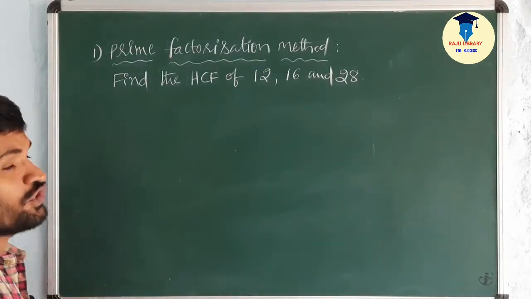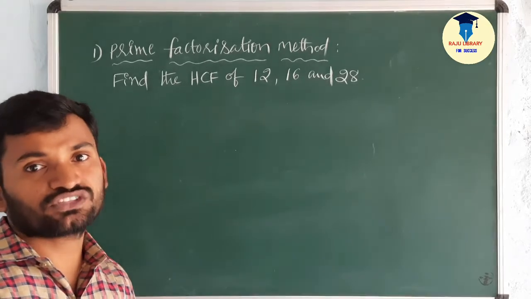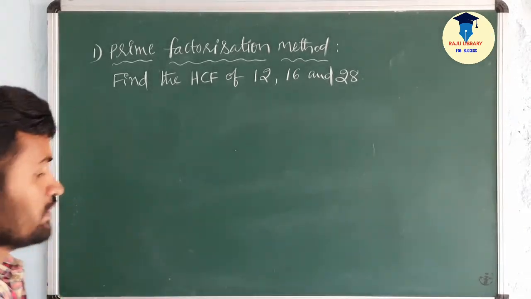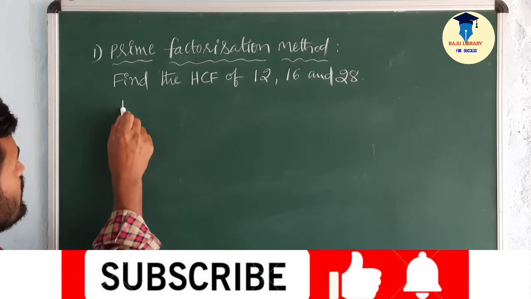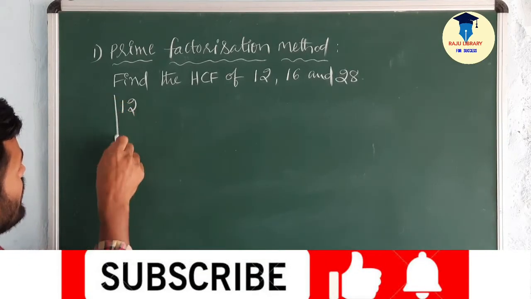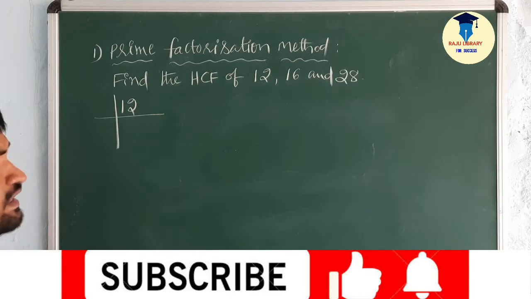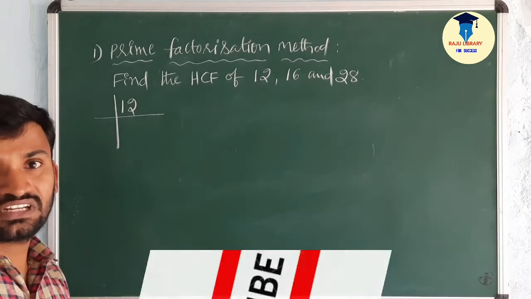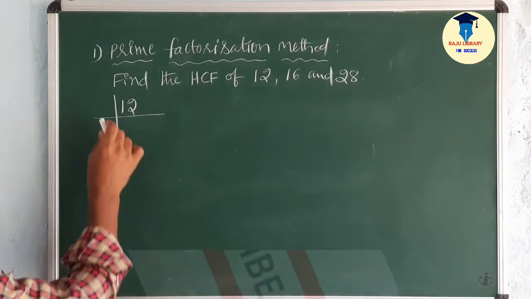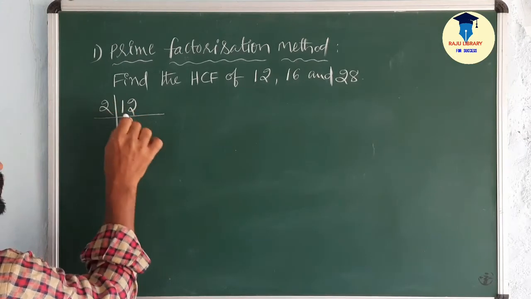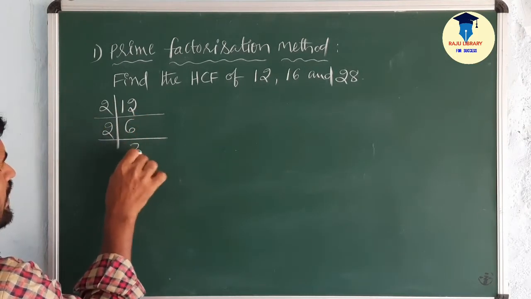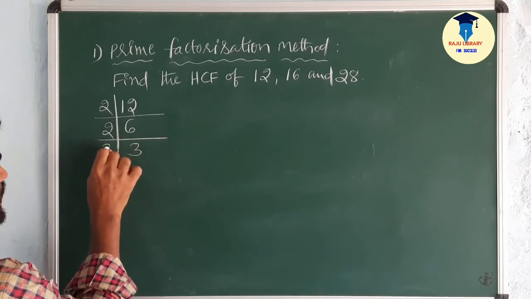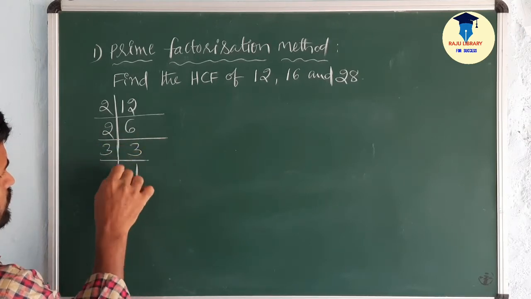Using the prime factorization method, we can find the HCF for given numbers. Okay, let us see how I am doing it. First of all, we write the prime factors of 12 using the division method. 2 times 6 is 12. Next 2 times 3 is 6. Next 3 times 1 is 3.